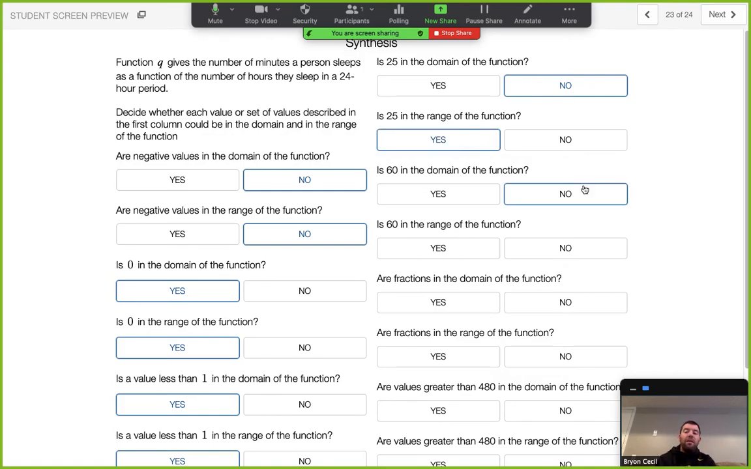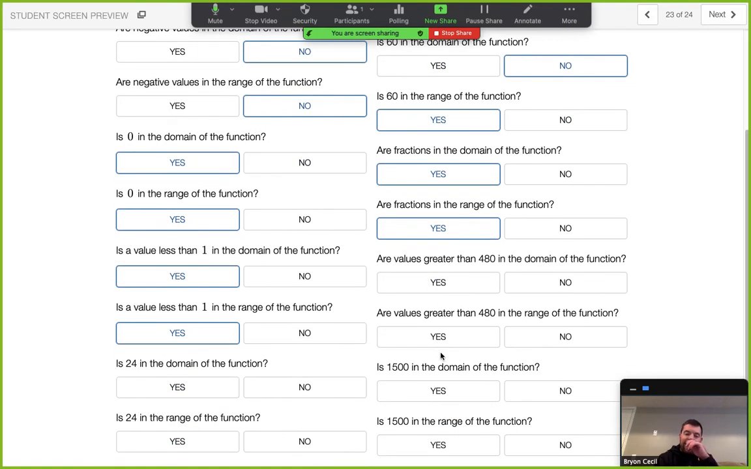Is 60 in the domain? It is not, because I can't have more than 24 again, but I can sleep 60 minutes. It's 1 hour. Are fractions in the domain of the function? Absolutely. Can I sleep a half hour? I can. Are fractions in the range of the function? Probably not, but yeah, you could sleep a half a minute, 10 and a half minutes. Are values greater than 480 in the domain of the function? No. Are values greater than 480 in the range of the function? Yeah, I can sleep 480 minutes.